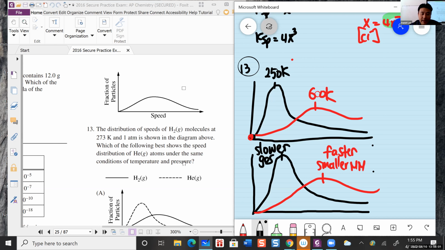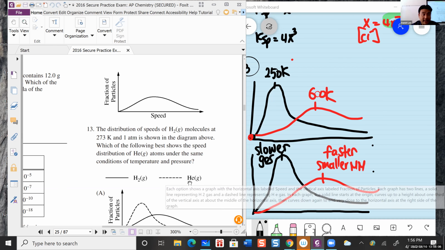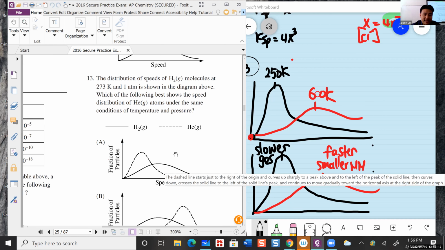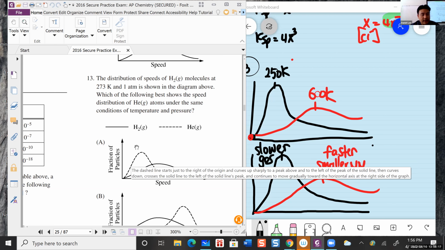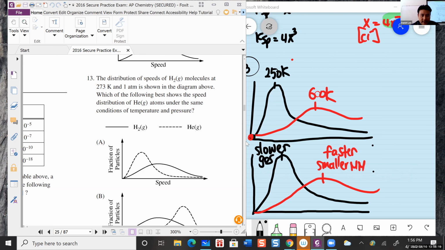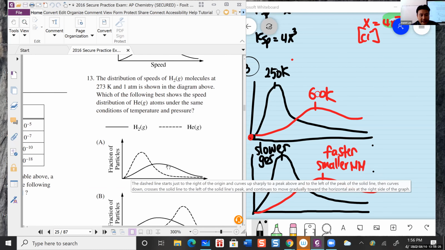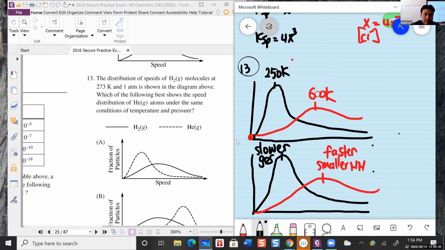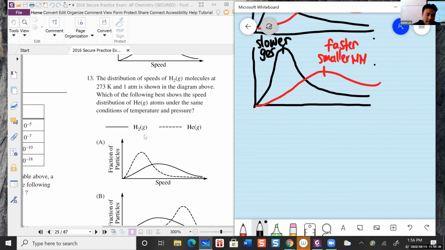Right now they want you to compare hydrogen versus helium. Hydrogen is in black, helium is the dashed line. Helium is bigger, so slower. So helium would be the one that is the higher peak. So number 13 is A, yeah? Again, helium is slower, it's like at higher temperature. And hydrogen is the solid black line, it's just right at temperature. So number 13 is just memorization. This one we talked about several times. Please memorize them. You can look at different temperatures or different molar masses.